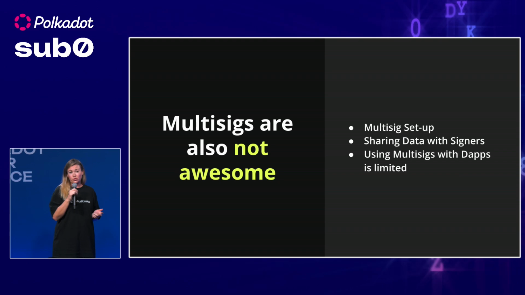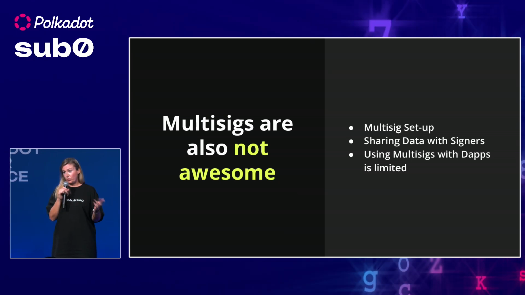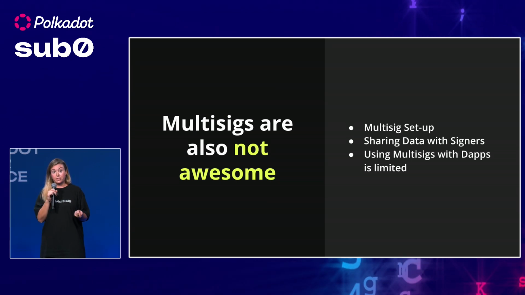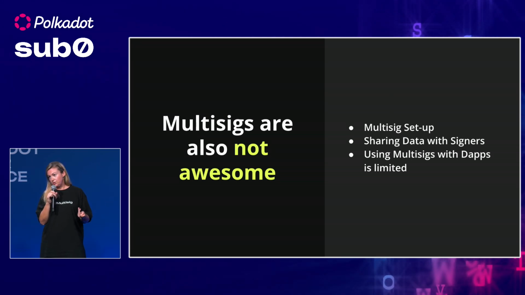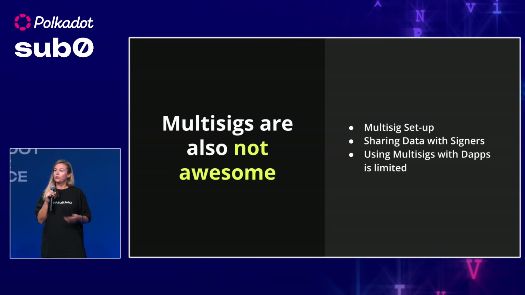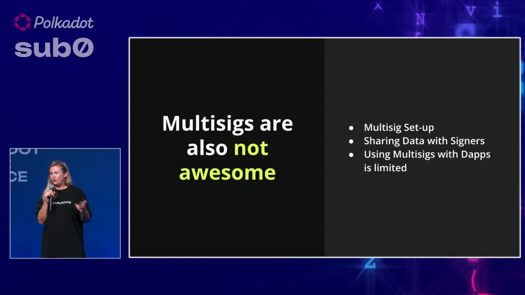But multi-sigs are also not awesome. While multi-sigs have been widely adopted in other ecosystems, if you look at things like Safe Wallet, $100 billion assets under management, 7 million multi-sigs. In the Polkadot ecosystem, there are a few things that we think are difficult to use.